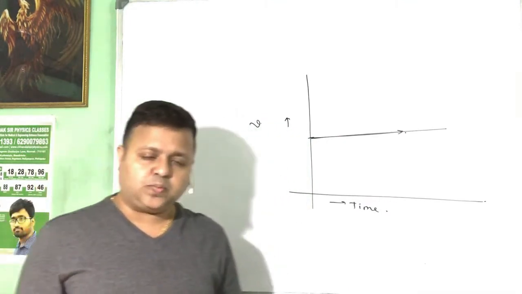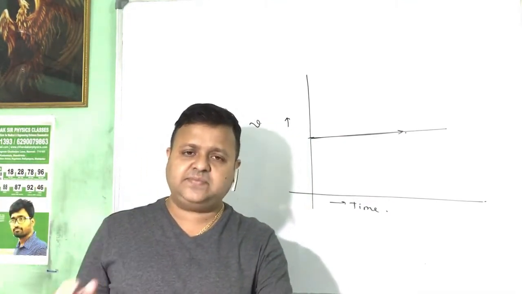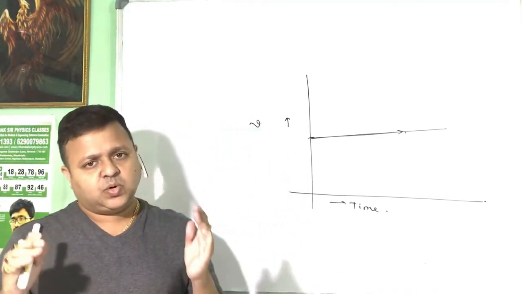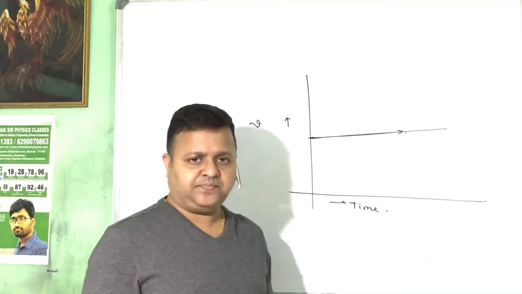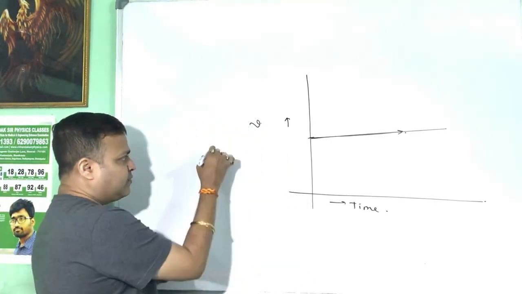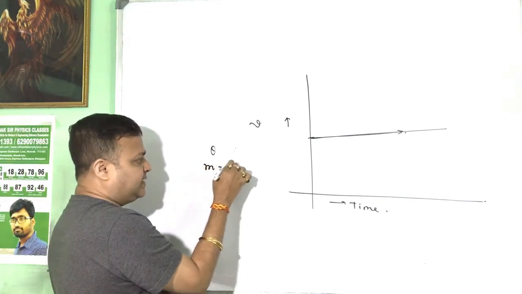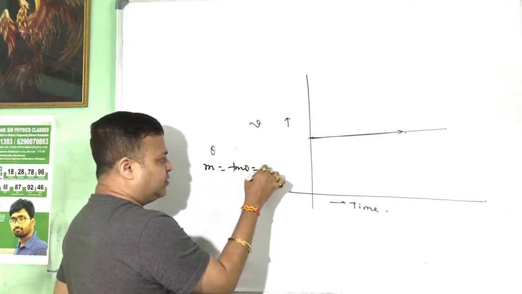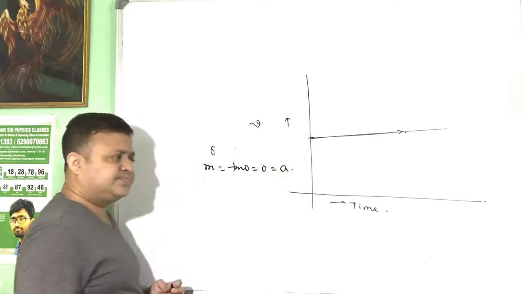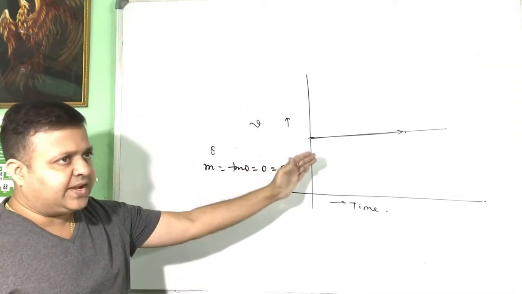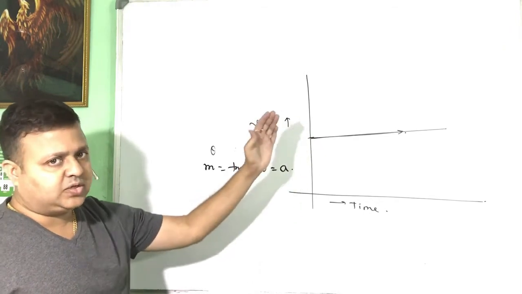What did I say? The slope of the velocity-time curve gives the acceleration of the body. Here theta is equal to 0 degrees. That is the slope, tan 0, which is equal to 0. That is the acceleration. So acceleration is 0. That means the body is moving with a constant speed or constant velocity.